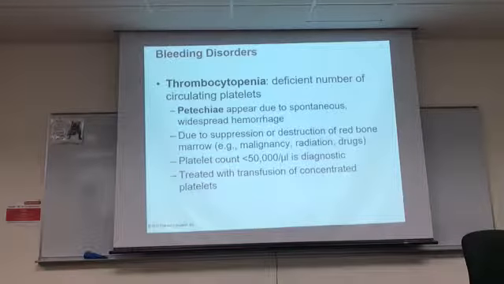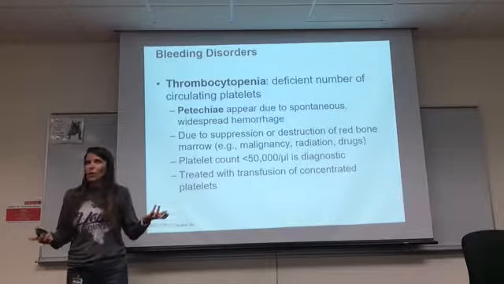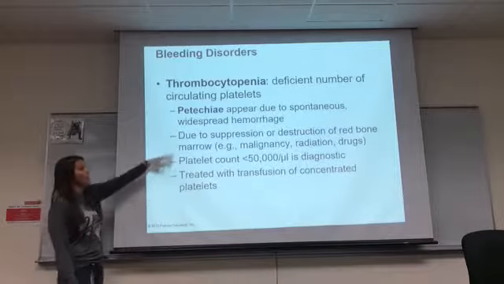Bleeding disorders. Thrombocytopenia. Thrombo tells you platelets, cyto cells, penia tells you that they're low. If you have a low amount of platelets, that tells you that you're not going to clot, which means that you're going to probably do what if you're injured? Bleed out. Okay, that's going to lead us to hemophilia.